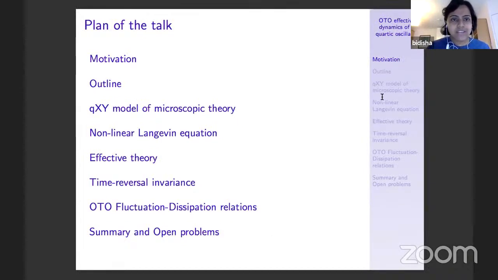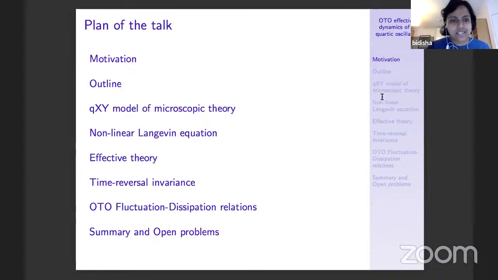So here is the plan of my talk. In the introduction, I will give a brief motivation for the work and also outline our work briefly. So basically, we study an effective theory of a quantum Brownian particle, which is weakly interacting with a thermal bath via cubic interactions. And this effective theory has a description in terms of a classical stochastic dynamics. The classical stochastic dynamics, as we will see, is governed by a nonlinear Langevin equation.